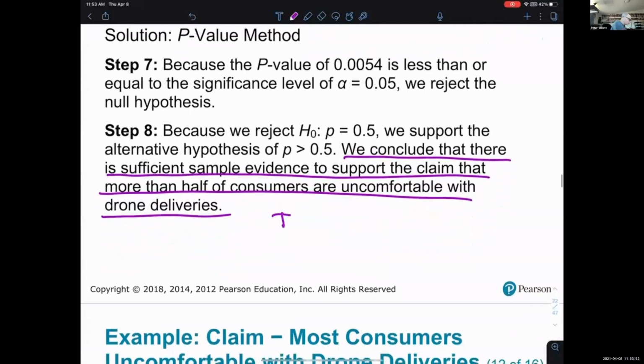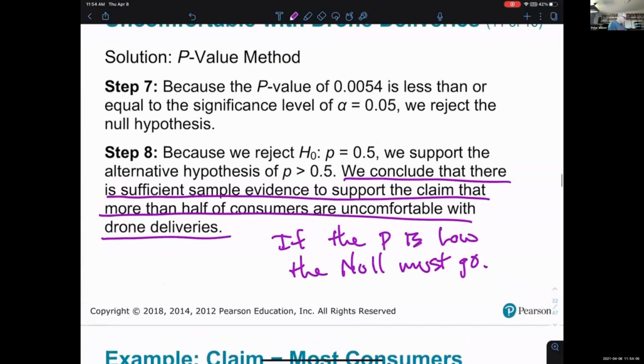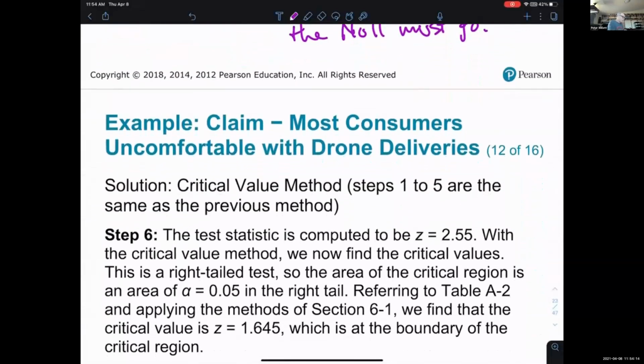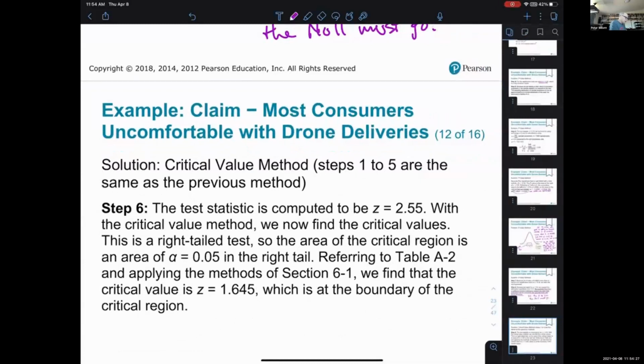And the way we get this is, remember, if the p is low, the null must go. If the p is low, the null must go. And then they're going to do an example of this same thing using the critical value method, and then they're going to use an interval method. I'm going to instead stop the slideshow here so we can look at some examples focusing on the p-value approach, because I think that's the easiest to understand. And I think that will get us through most of the problems.